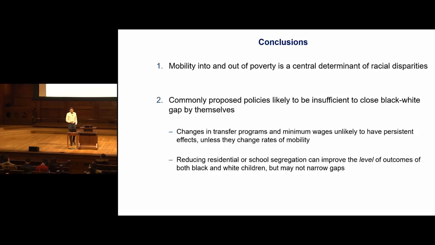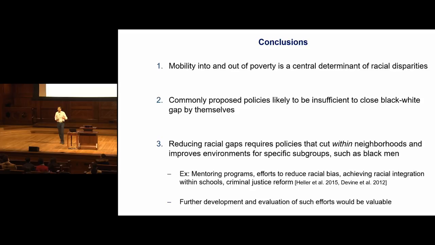Similarly, reducing residential or school segregation. A lot of what people tend to think about in this space is we just need to make sure that Black and white kids are growing up in the same neighborhoods or attending the same school, and that's going to have a big impact on racial disparities. That can potentially help improve the level of outcomes for Black kids, but as we saw, within 99% of census tracts in America, even if you've got Black and white kids going to the same school, growing up in similar families and so forth, you still continue to have really substantial gaps in outcomes. So just trying to physically get people in the same environments is not enough by itself to address the problem.